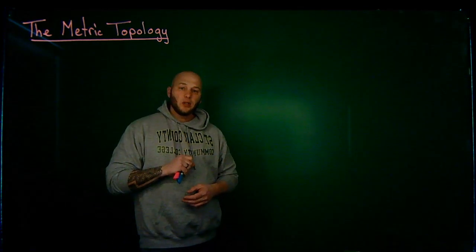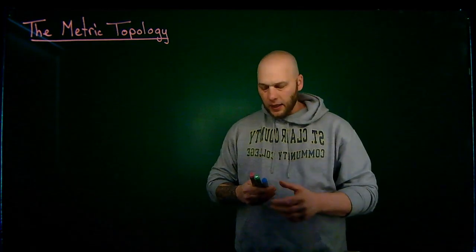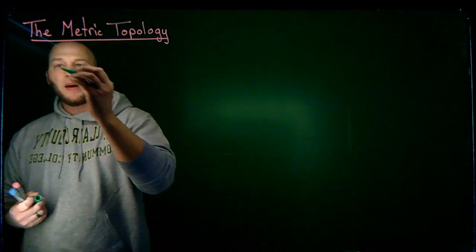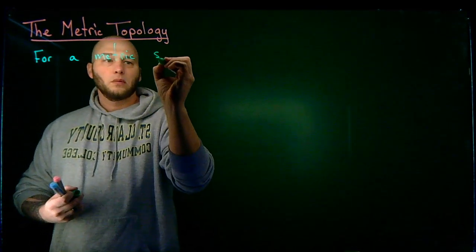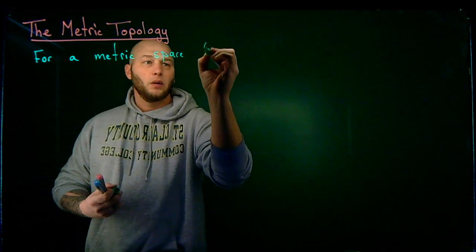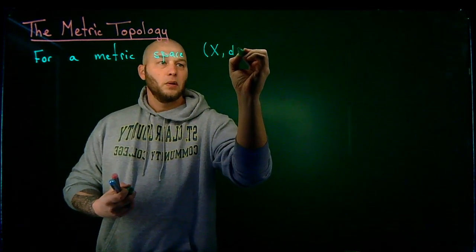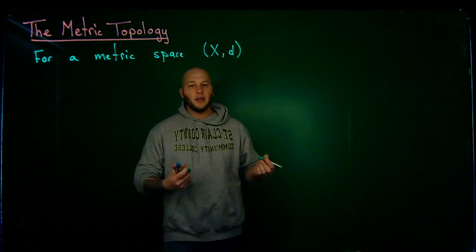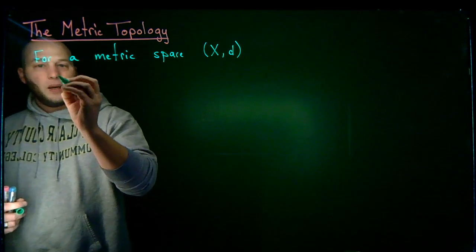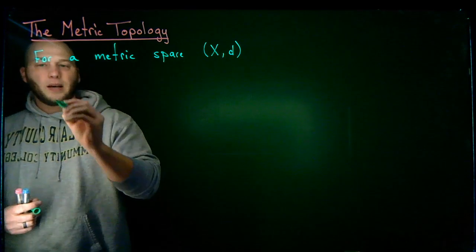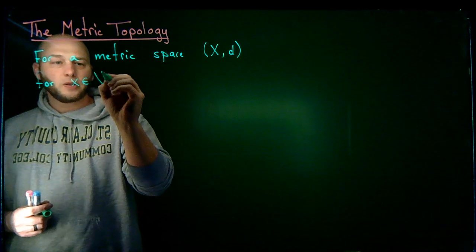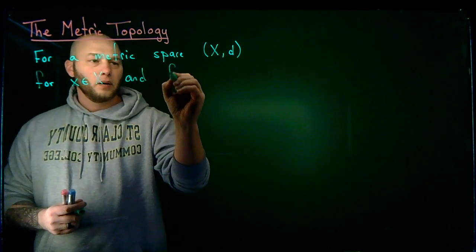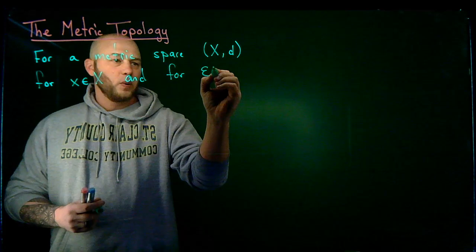I want to take a look at what's called the metric topology, and let's see what that's all about. So given a metric space (X, d), where X is the underlying set and d is the metric, for an element x in the set X, and for epsilon greater than 0.